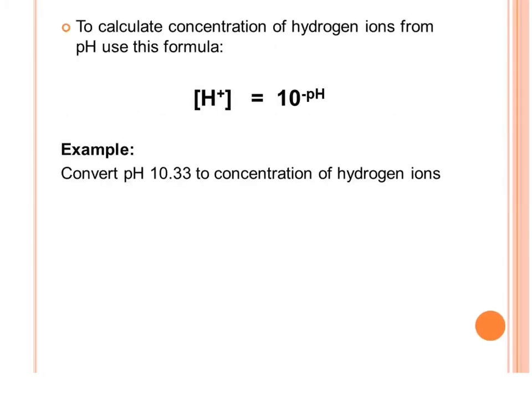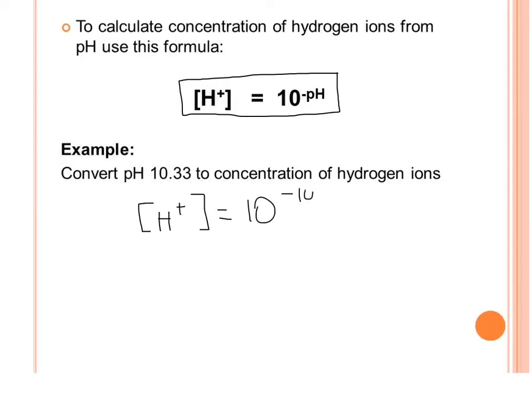To go backwards to calculate the concentration of hydrogen ions from pH, we're going to take 10 to the negative power of our pH. So if we wanted to go reverse, we're going to go 10 to the negative 10.33. Our sig digs are based on the number of decimal places in our pH. So this would give us 4.7 times 10 to the negative 11 moles per decimeter cubed.